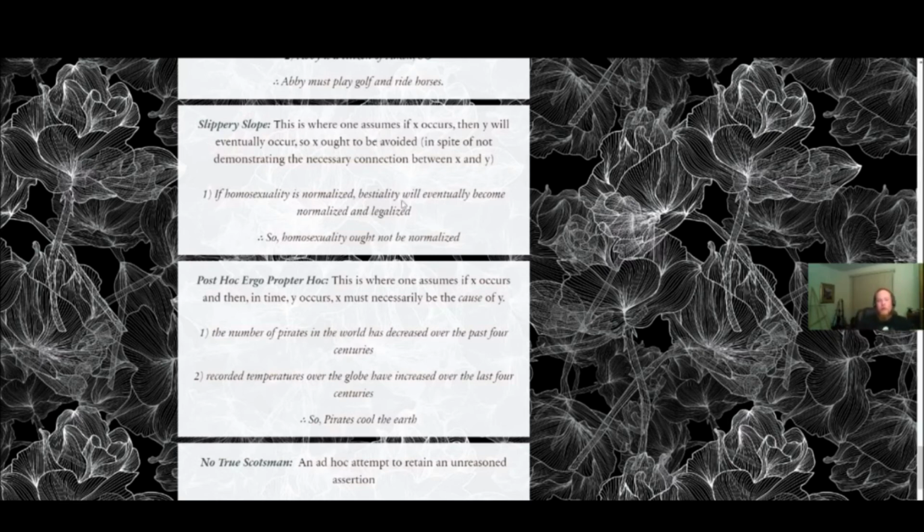And then post hoc ergo propter hoc, depending on how you want to pronounce your Latin. This is sometimes called after this, therefore because of this. That's literally what the Latin means. Sometimes this is called correlation does not equal causation, especially in the social sciences. This is where you assume that if one thing happens, and then another thing happens, the first thing must be the cause of the second thing.